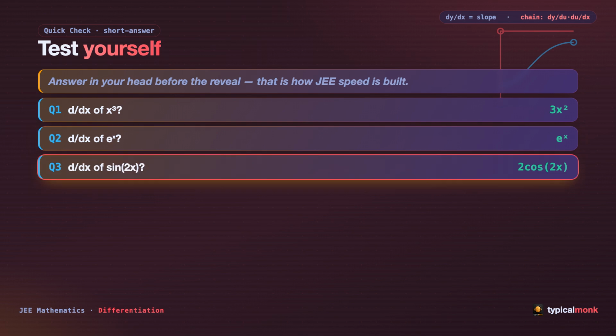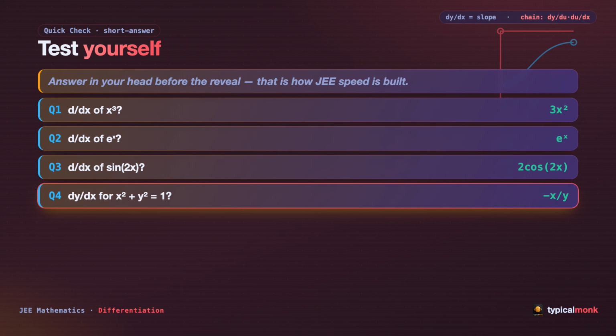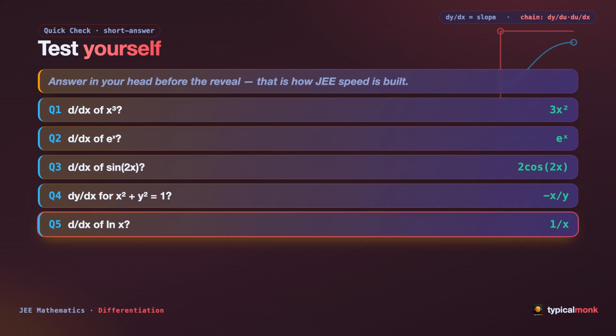Question 3. The derivative of sine of 2x. By the chain rule, 2 cosine of 2x. Question 4. dy by dx for x squared plus y squared equals 1: minus x over y. And question 5. The derivative of natural log x: 1 over x.